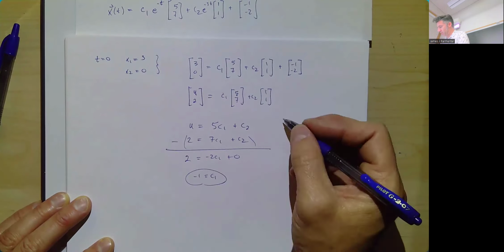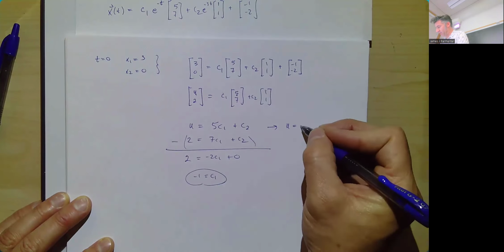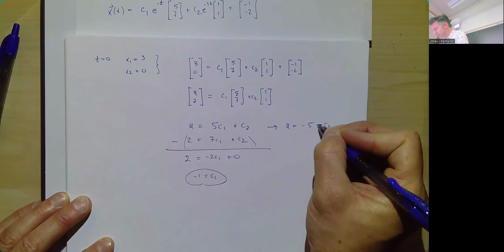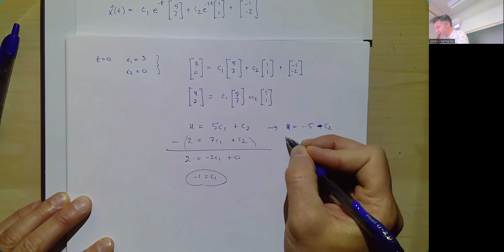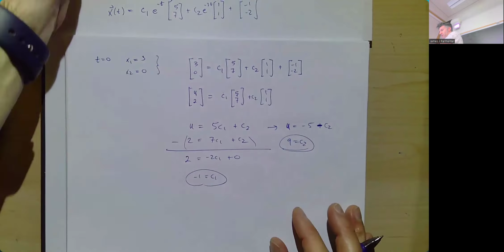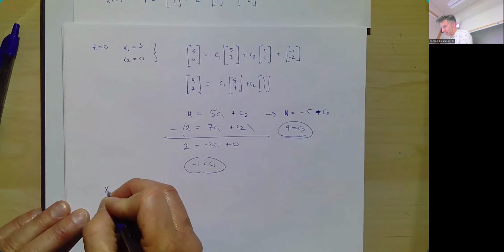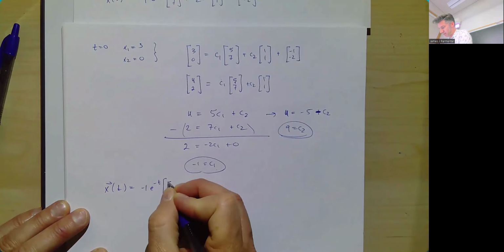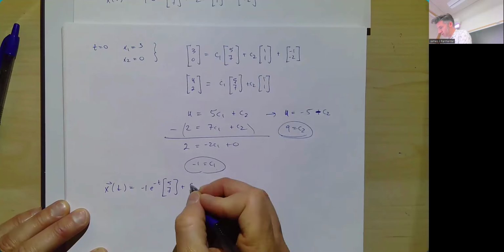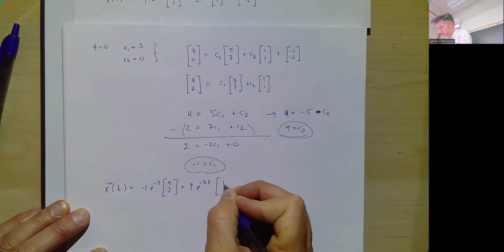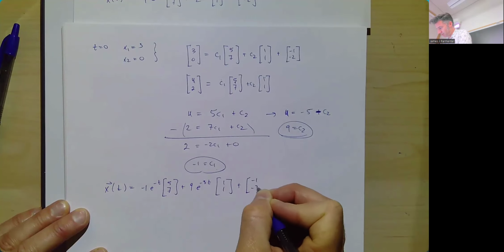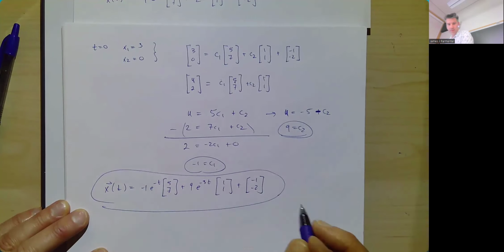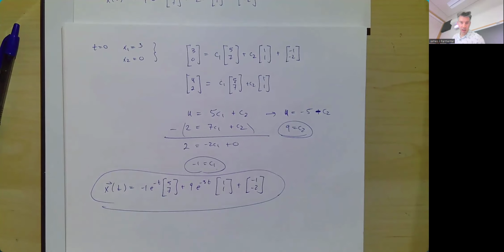And then you plug that back into one of these places. So 4 equals 5 times -1 plus C2. So then add 5, 9 is equal to C2. So then your final solution here is that x of t equals C1 e to the -t times v1 plus C2 e to the negative 3t times v2 plus your equilibrium. And just to double check. Yep, looks right on. Great. That's how I would do a problem like this.